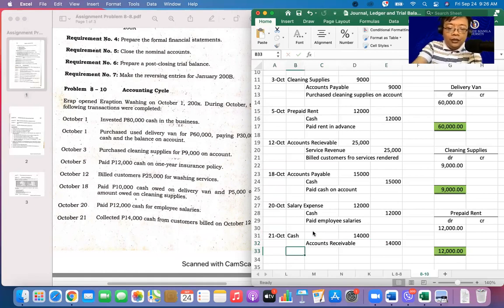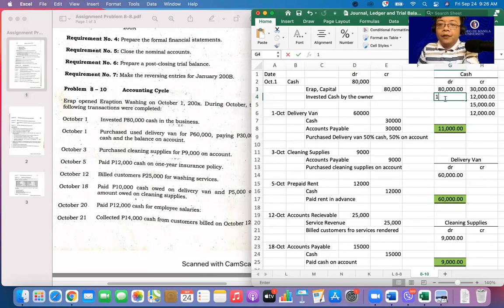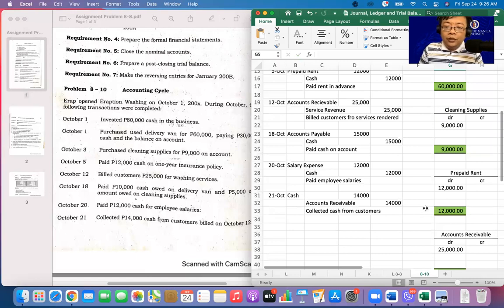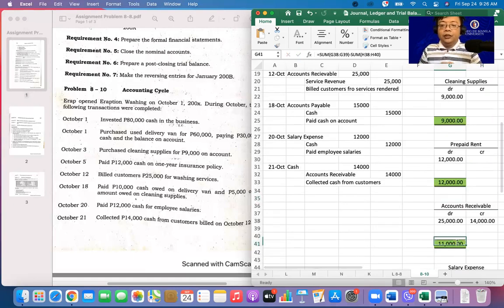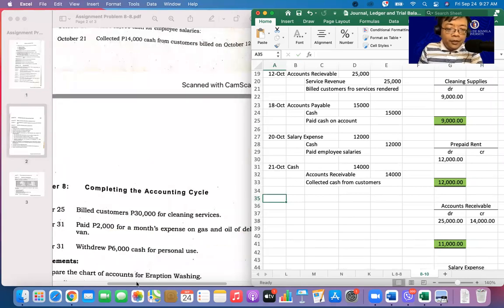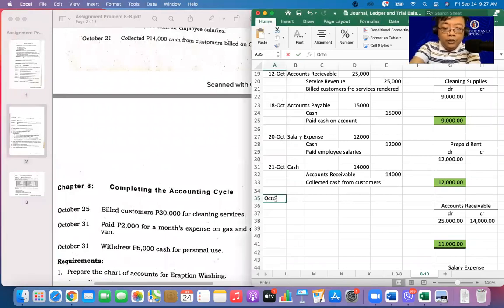So meaning collected cash from customers. So cash here, of course, 14,000. And also accounts receivable, mababawasan. It is now 14,000. I think hindi siya naka-formula. Naka-formula siya. Formula pala. Next, October 25.